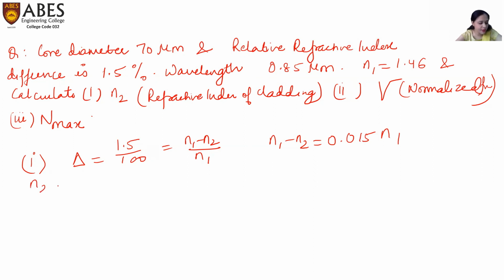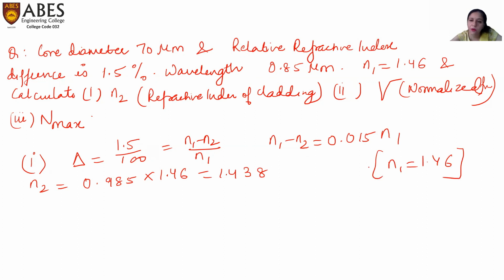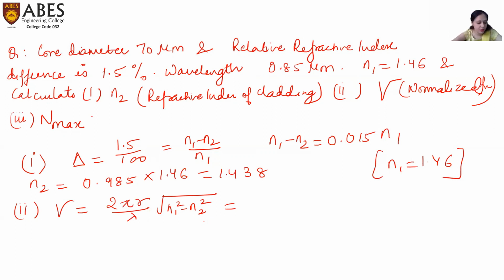On solving this, we are going to get N1 and N2. So N2 in this case will be 0.985 into 1.46, that is 1.438, because N1 is known to us, right? N1 is 1.46. So we can easily find out N2. Then in the second part, V number, the formula of the normalized frequency, I have already told, it is 2 pi r by lambda under root of N1 square minus N2 square. Everything is known to us: radius, wavelength, refractive index of core, refractive index of cladding.